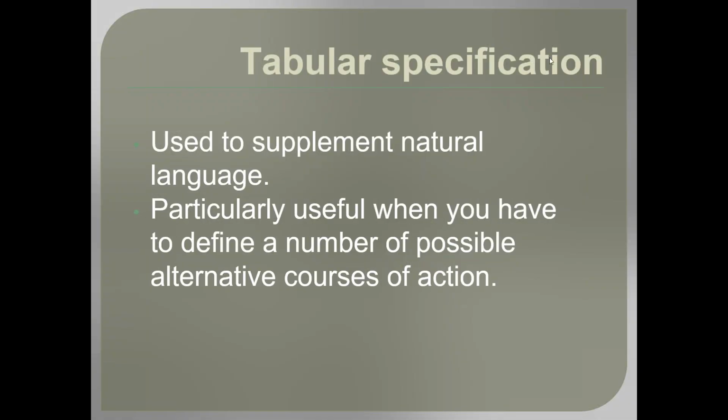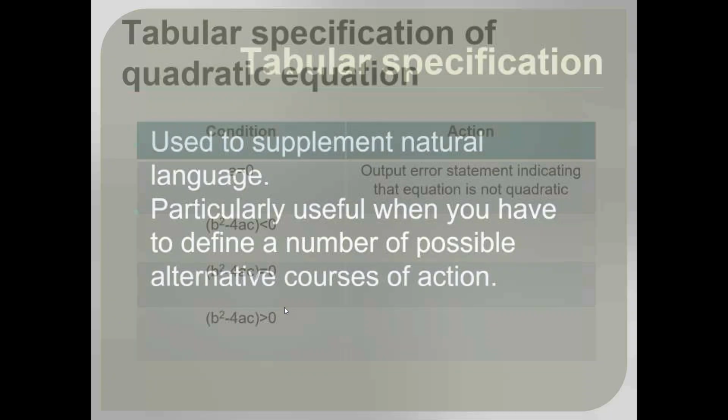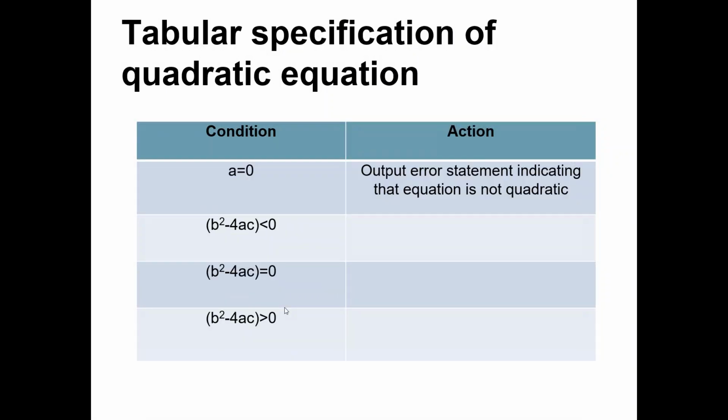Tabular specification is used to supplement natural language, and it is useful when you have to define a number of possible alternative courses of action. The example that we use here is one that you're quite familiar with, your quadratic equation, and your different conditions: a equals 0, b squared minus 4ac less than 0, equal to 0, greater than 0.